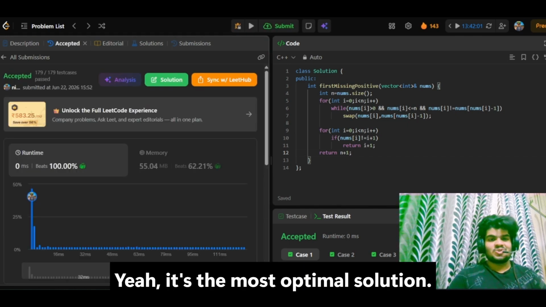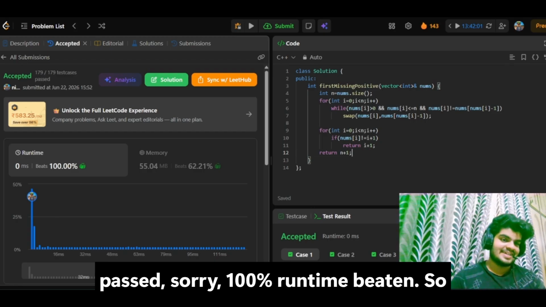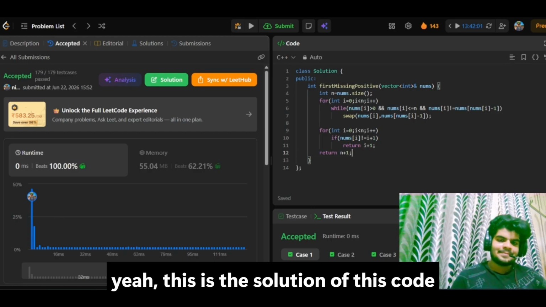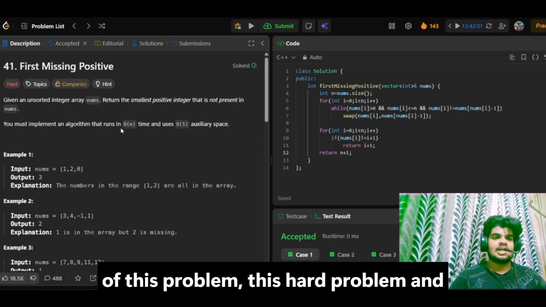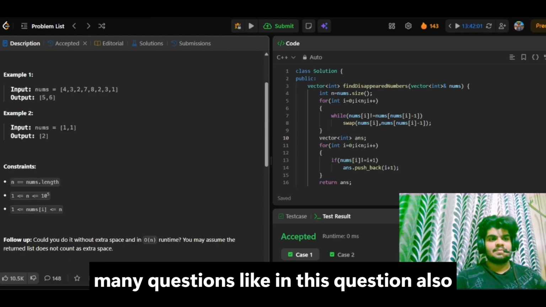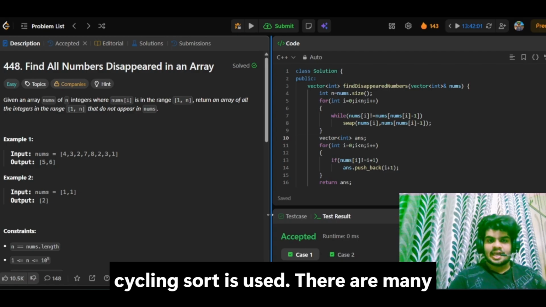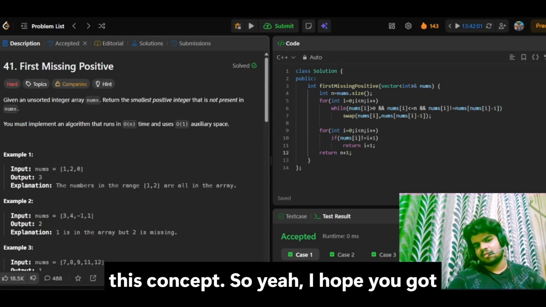Tada, it's the most optimal solution, beating everything. 100% runtime beaten. So yeah, this is the optimal solution of this hard problem. And this concept, cyclic sort, can be used in many questions. Like in this question also, cyclic sort is used. There are many other questions on LeetCode which use this concept.